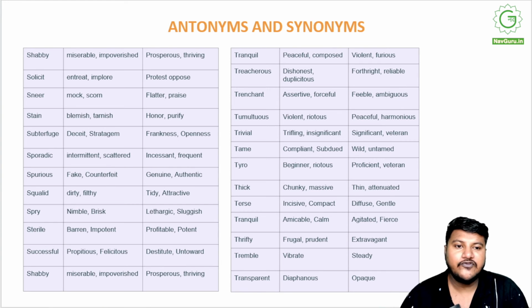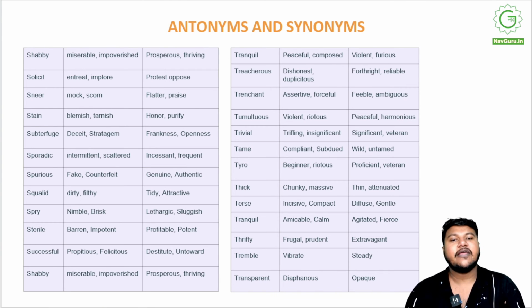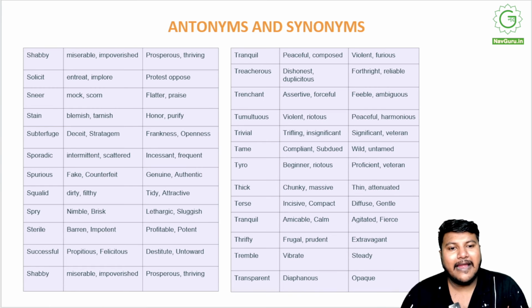Tranquil, peaceful, composed, violent, furious. Treacherous, dishonest, duplicitous, forthright and reliable. Trenchant, assertive, forceful, feeble, ambiguous. Tumultuous, violent, righteous, peaceful, harmonious. Trivial, trifling, insignificant, while significant and veteran would be its opposites. Tame, compliant, subdued, wild, untamed.